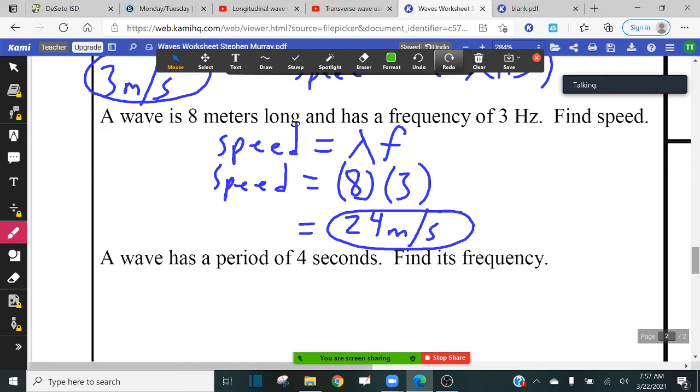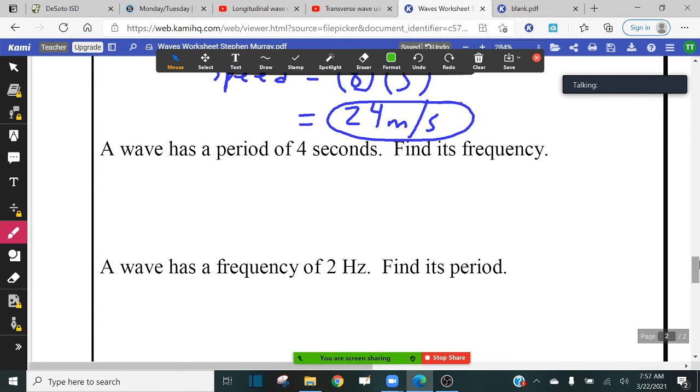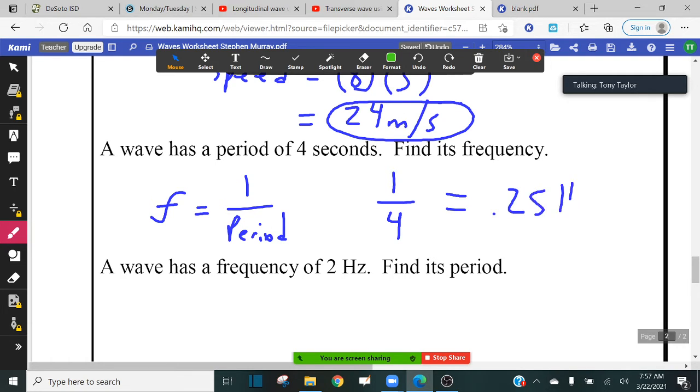Let's do a few more examples. A wave has a period of 4 seconds. Find its frequency. We've already talked about this before the break, guys. Anytime you want to find frequency, frequency is just equal to 1 divided by the period. So if you take 1 divided by 4, that gives me 0.25 hertz. Remember, the unit for frequency is always hertz.